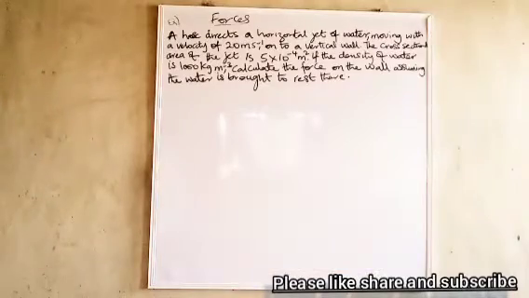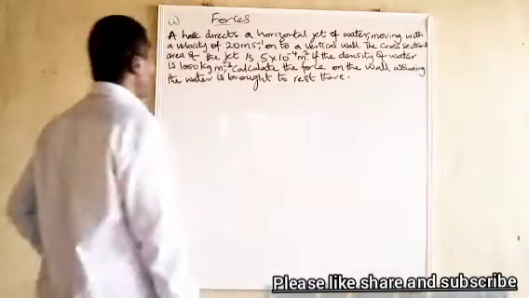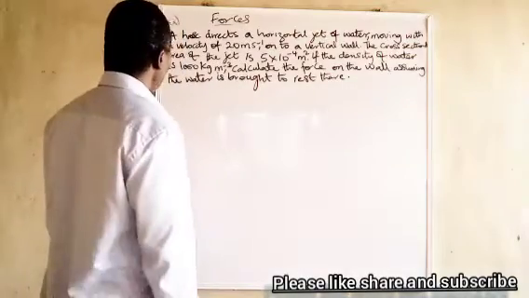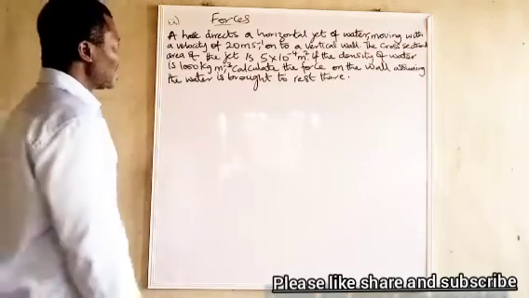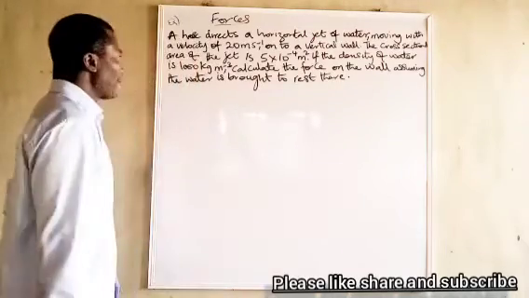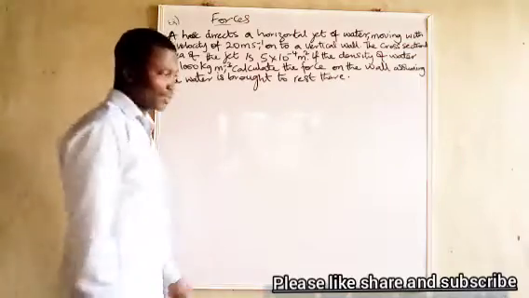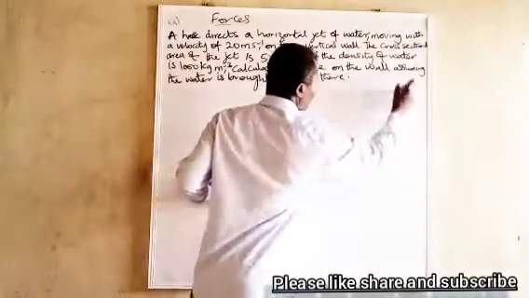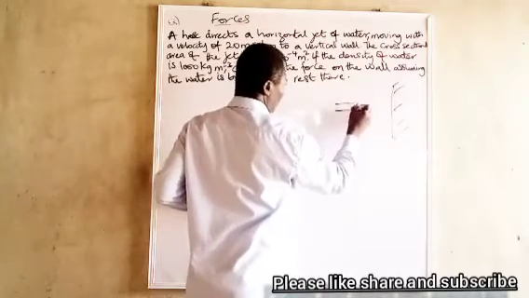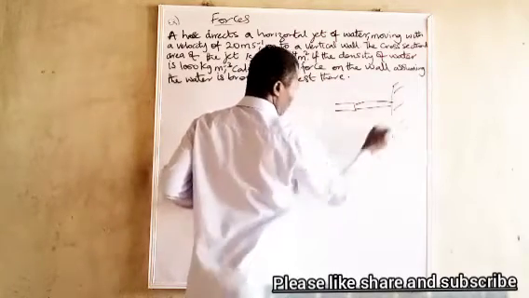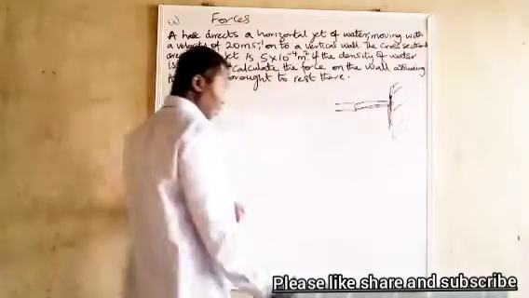Now we have a question. A hose directs a horizontal jet of water moving with a velocity of 20 meters per second onto a vertical wall. The cross-section area of the jet is 5 times 10 to the minus 4 meters squared. If the density of the water is 1,000 kilograms per meter cubed, calculate the force on the wall, assuming the water is brought to rest there. So what does that mean? It says you have a wall like this, and there is a hose sending a jet of water here, and immediately the water gets to a velocity of 0.